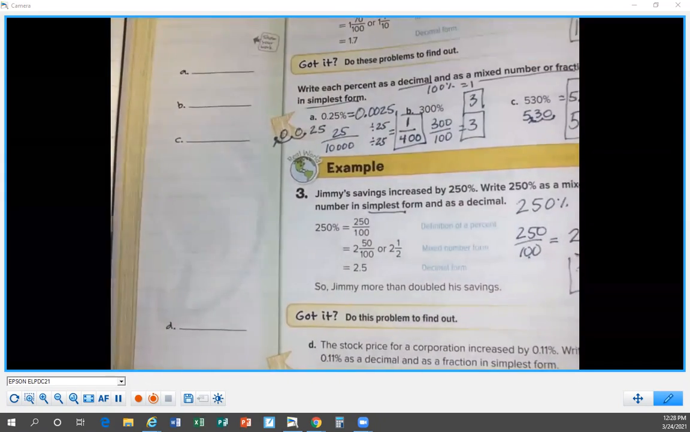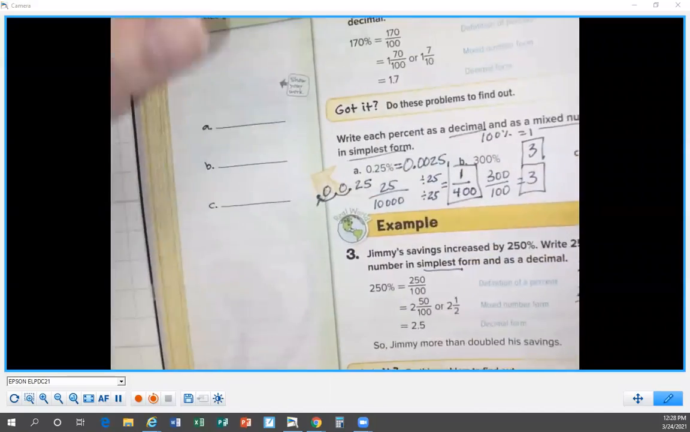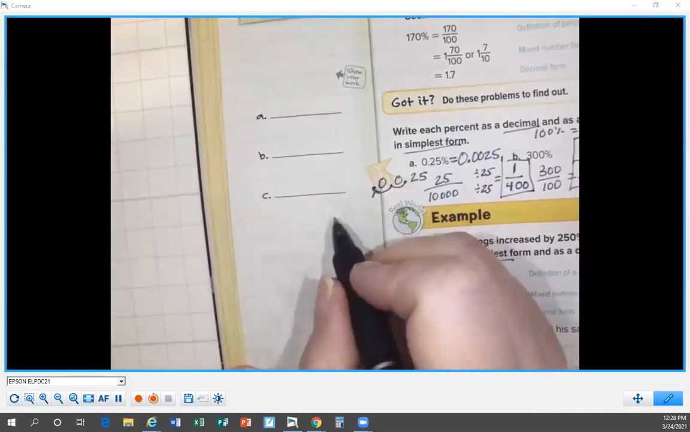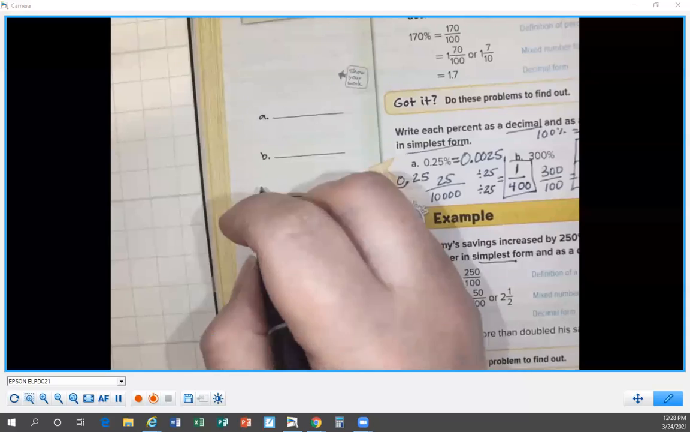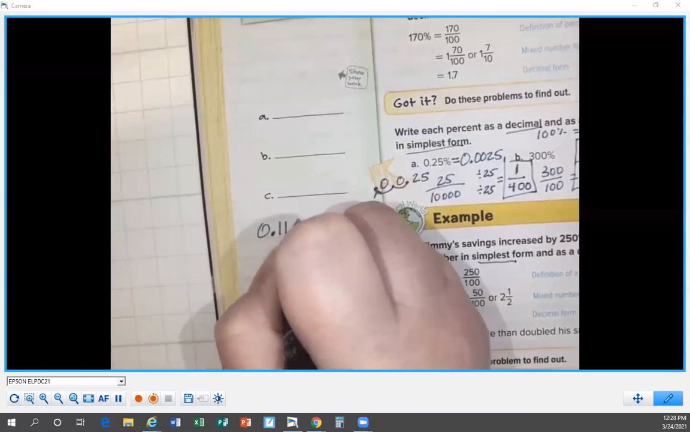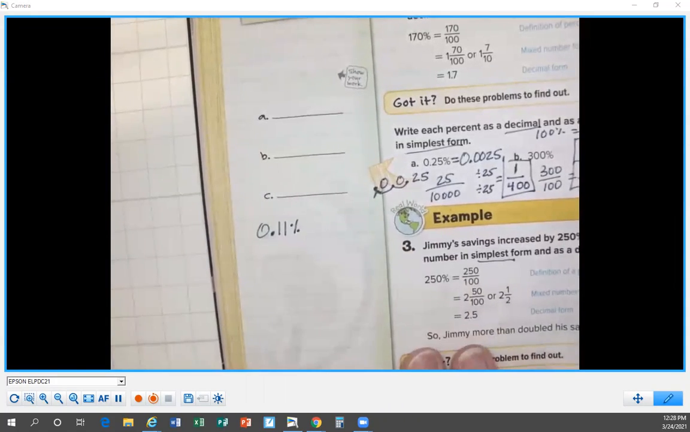I'm just going to work over here so there's a little more space. So 0.11%.